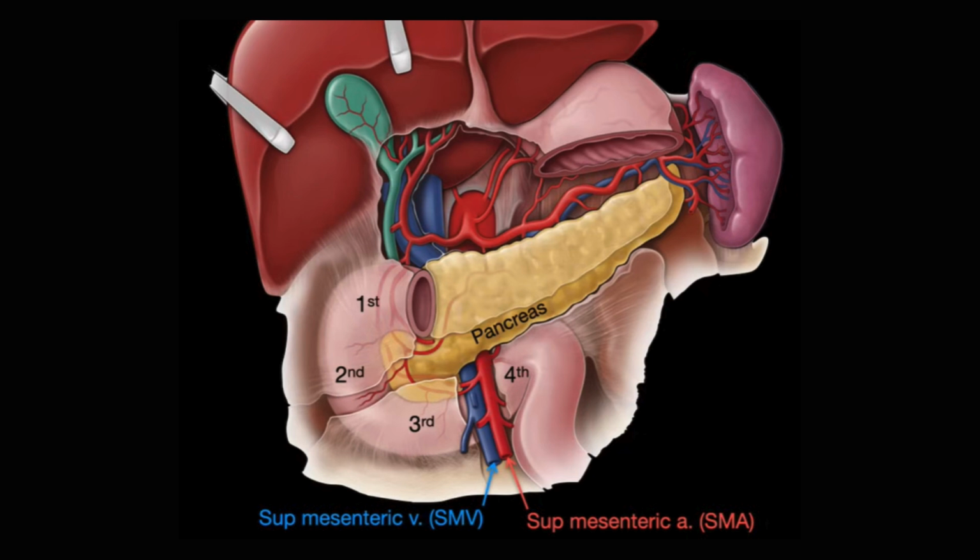Now, the third part: you can see here the superior mesenteric artery and vein. They cross over the third part of the duodenum itself.